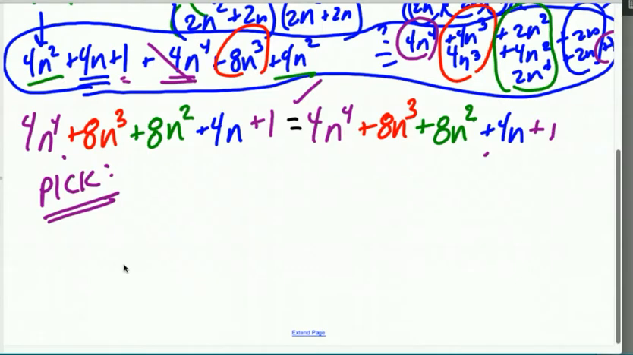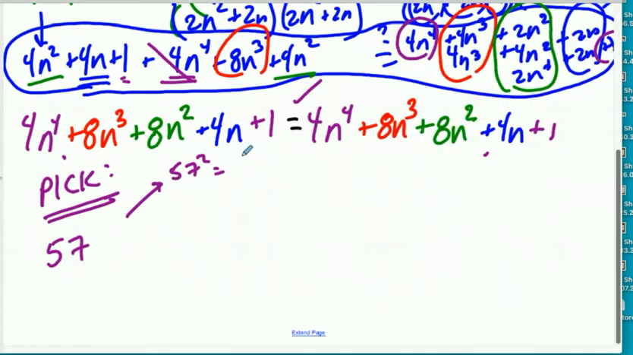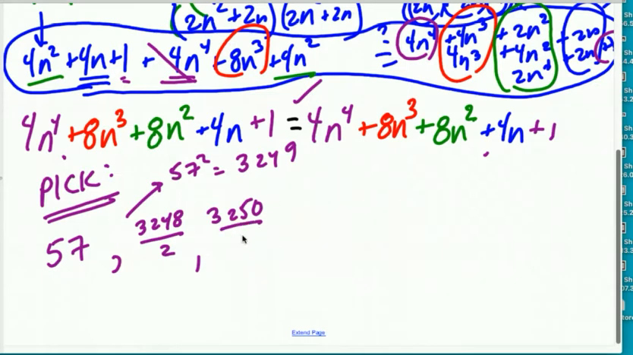Let's say that we pick, oh, I don't know, 57. I'm probably going to regret this, right? So I then say, okay, well, what's 57 squared? I'm not going to do that in my head because I'm just not going to, right? So 57 squared is 3249. So this next term should be 3248, one shy of that, divided by 2. And this other term should be 3250, one more than the 3249, divided by 2.